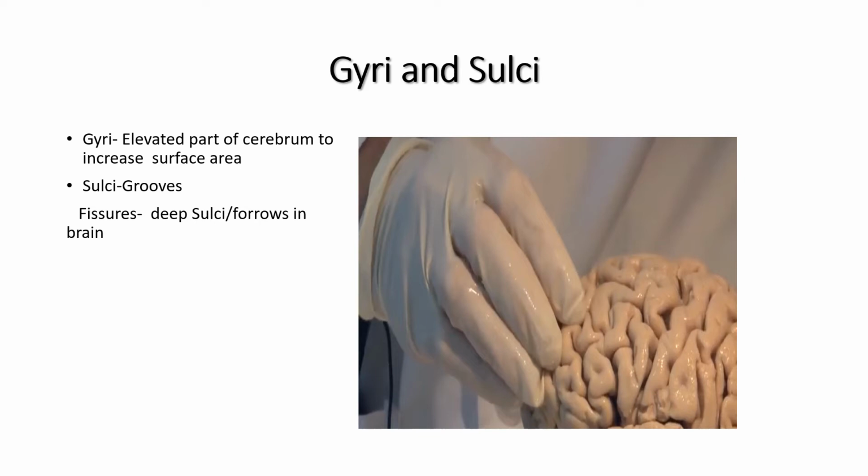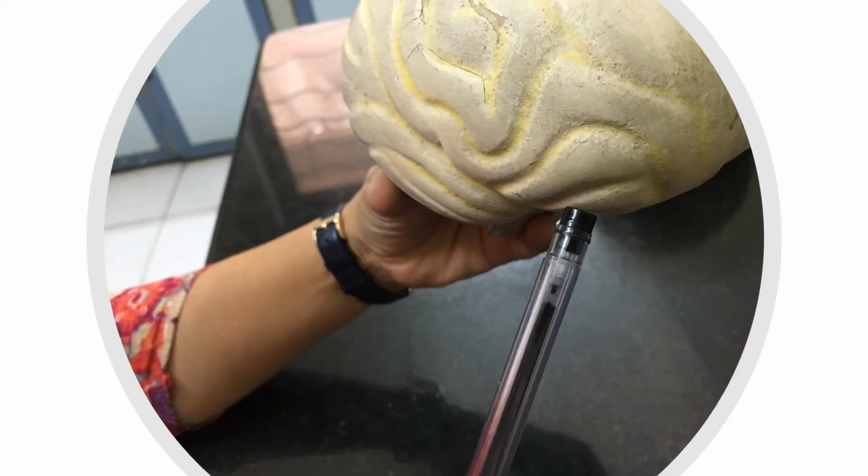These wrinkles contain the gyri and sulci structure. The gyri are the elevated parts, while the sulci are the deep grooves. Some grooves are very deep, and those are called fissures. So in this diagram, you can see the gyri as well as the sulci. Gyri are the foldings present on the cerebrum. These foldings increase the surface area of the brain.